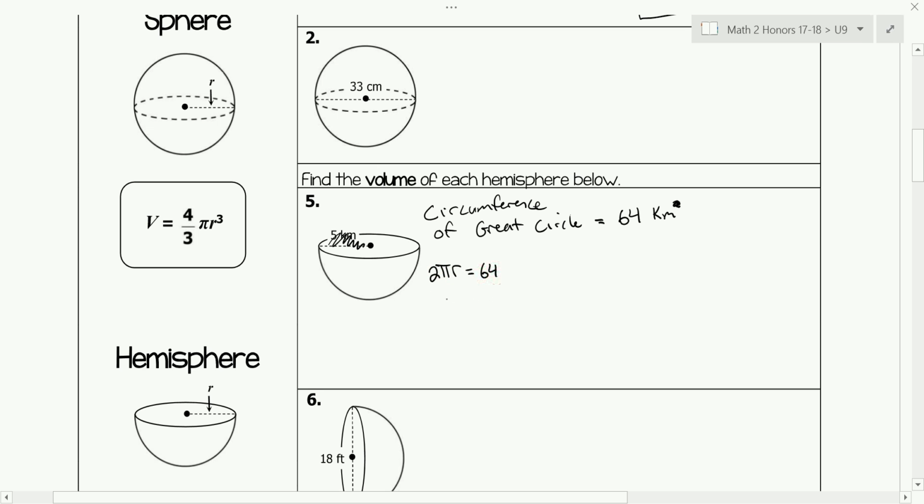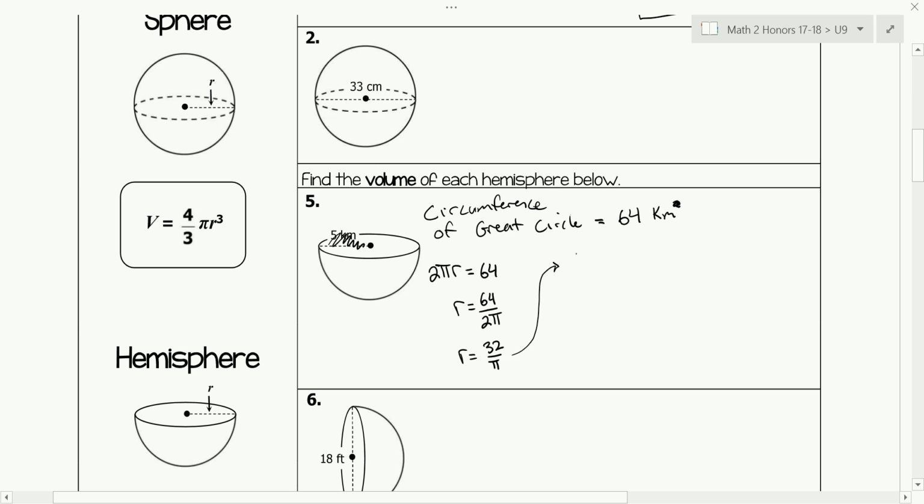And so we could divide that by 2. Actually, we could divide by 2 pi and get r is equal to 64 divided by 2 pi. We can reduce that to r is 32 over pi. Now that we have our radius, that's as much as you can do with the radius without a calculator. That would be the exact form that we wanted.